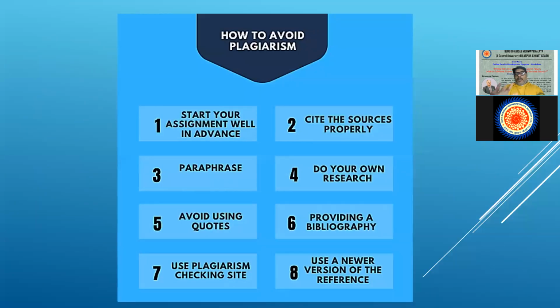So guys, how to avoid plagiarism is a quick recap. Eight points. Start your assignment well in advance. That is the number one shortcut for you. It slowly takes time to write, and definitely you will write well. Don't write in a hurry, right? Cite the sources properly. Not too many sources, not too few sources, right? Third is paraphrase. I think I've already covered this point.